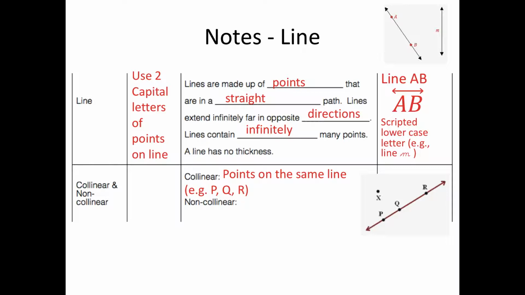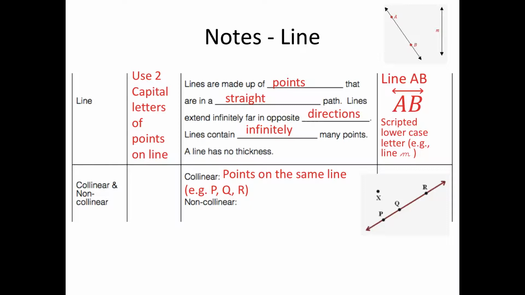And again, what line is it? Well, I could call that line PQ, I could call that line QR, I could call that line PR. Any 2 points would work. Those are the same thing. So I would say that points P, Q, and R are collinear because they are all on line PR.